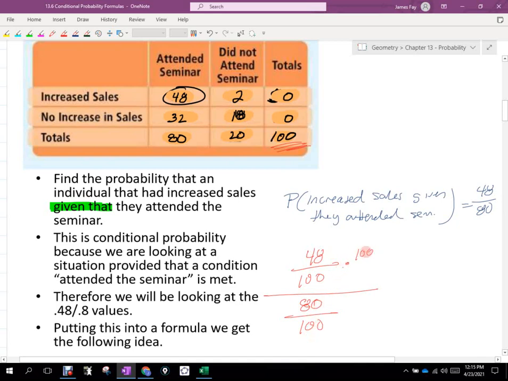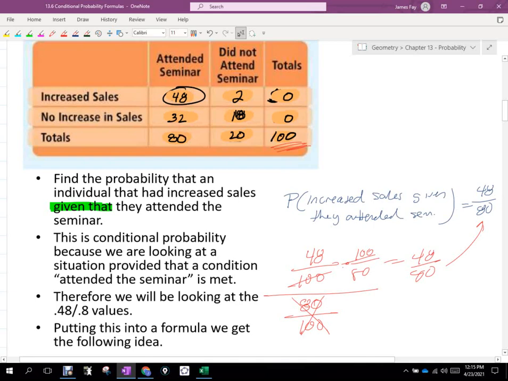You multiply by the reciprocal of that bottom one. So what happens is that the hundreds cancel out, and you're left with 48 out of 80, which is exactly what we got when we just focused on that first column, right? Does that kind of make sense?